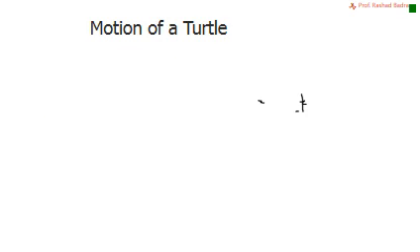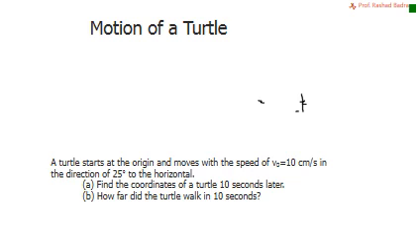This is a simple example to demonstrate the motion of a turtle, and the turtle in this example is moving with a constant velocity of magnitude 10 centimeter per second in a direction of 25 degrees with respect to the x-axis. We can use this simple example to determine the coordinates of the turtle 10 seconds later in its motion. And also we can find the distance which this turtle walks in the 10 seconds.